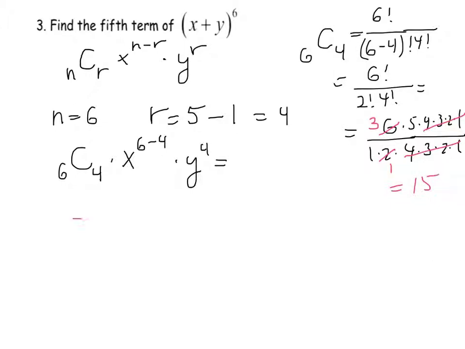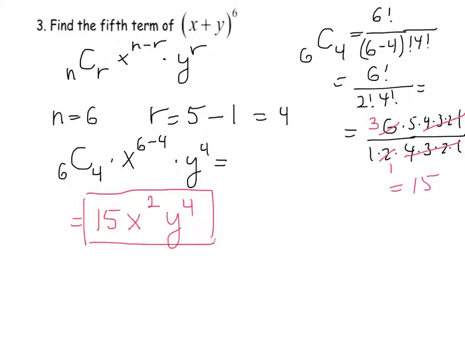So 15 times x to the second power times y to the fourth power is going to be the fifth term of this binomial expansion. What I also would like you to realize is that in the binomial expansion, you always will have one more term than the power you are raising the binomial to. So for example, if you are raising the binomial to the sixth power, you're going to have 7 terms.